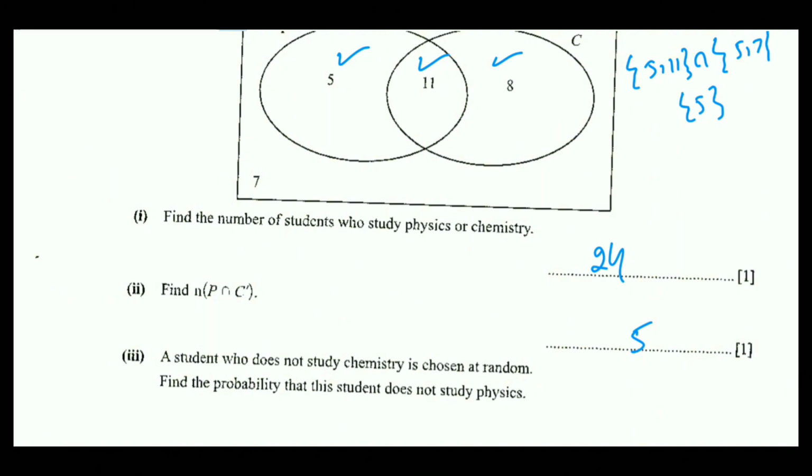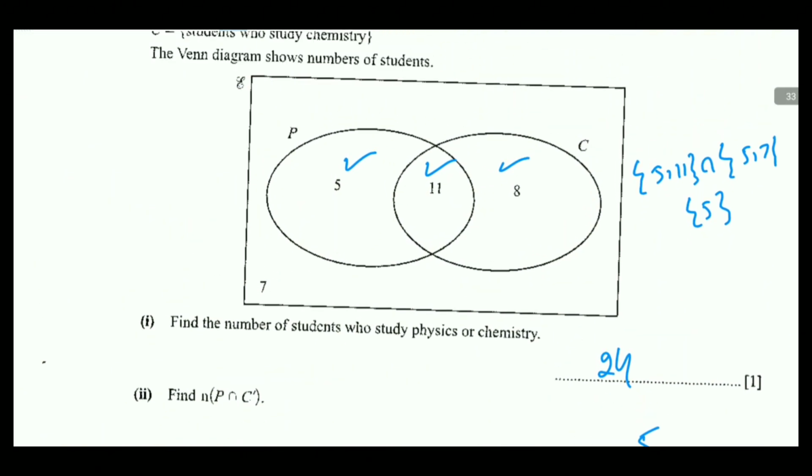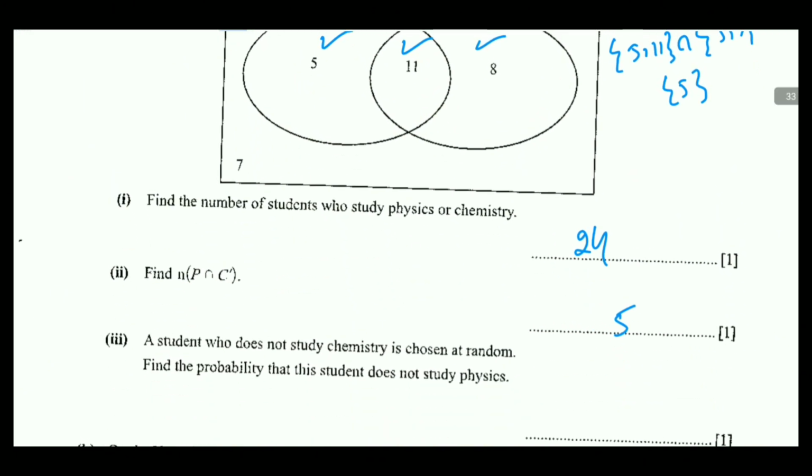A student who does not study chemistry is chosen at random. It means the denominator value will be the students of chemistry, for those students who do not study chemistry. So those who do not study chemistry are this one, 5 and 7. These are the students who do not study chemistry. So we will add them. 7 plus 5 is 12. 12 will be in the denominator.